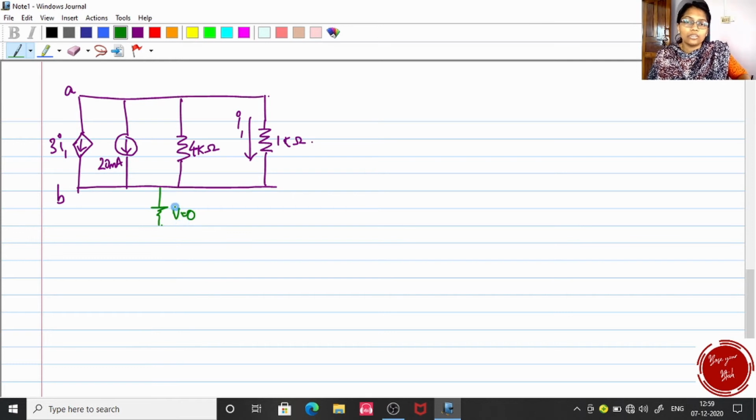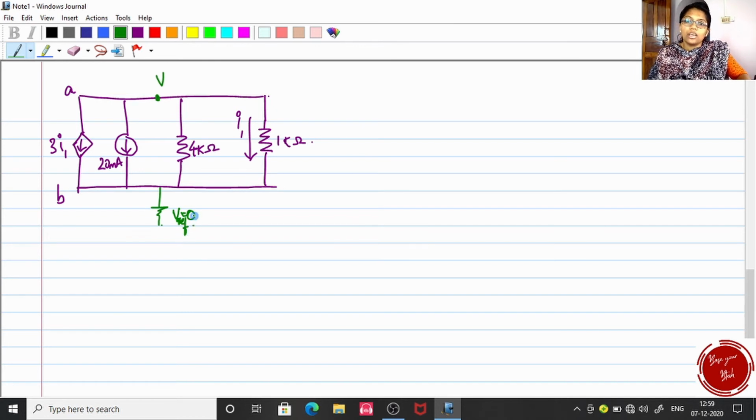Now we have to choose one node. Actually, there is only one node available in the circuit, and let the node be this point. All these branches coincide at this particular node, isn't it? So the voltage at this point, or the voltage at point A, let it be V. This is the V reference.